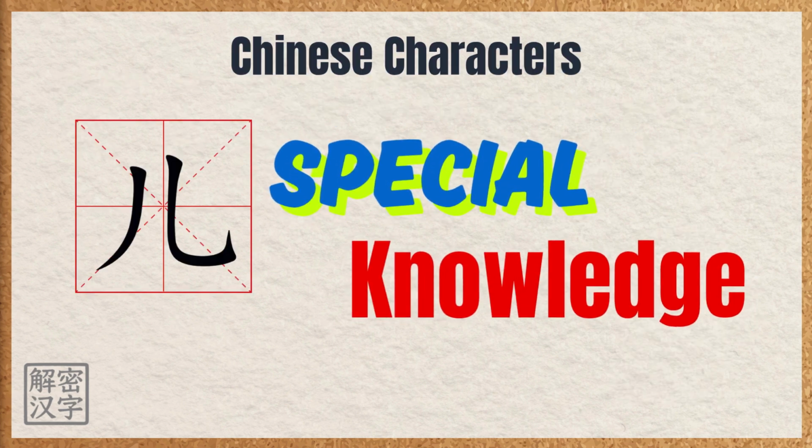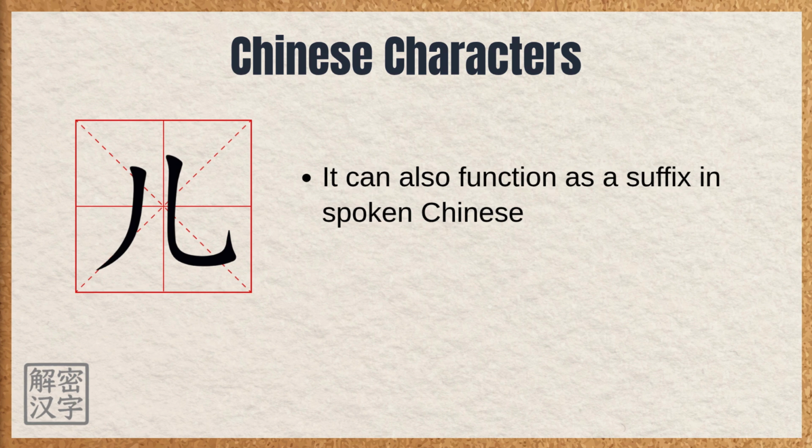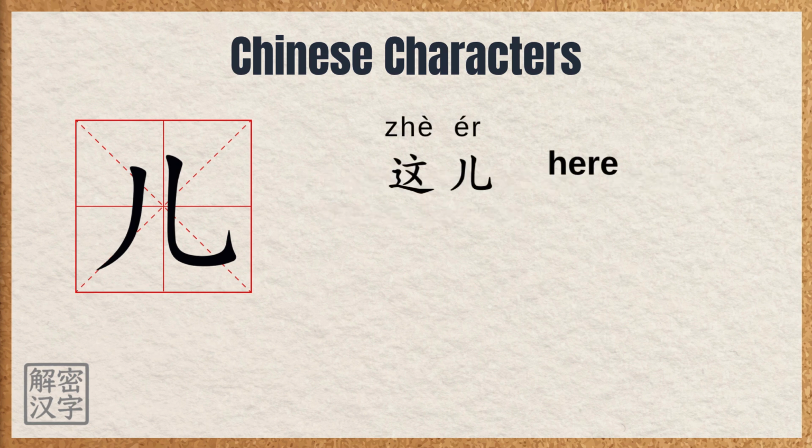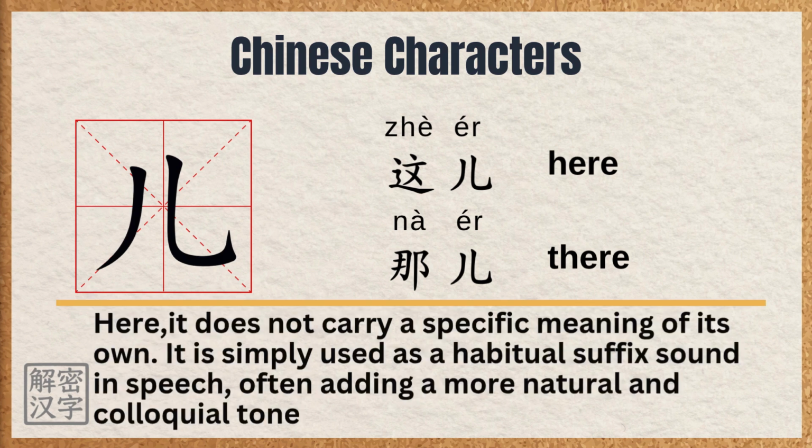There's something special about this character. The character 儿 can also function as a suffix in spoken Chinese. It is commonly used in northern Chinese dialects, especially in Beijing Mandarin. For example, 这儿 means here. 那儿 means there. Here, 儿 does not carry a specific meaning of its own. It is simply used as a habitual suffix sound in speech, often adding a more natural and colloquial tone.